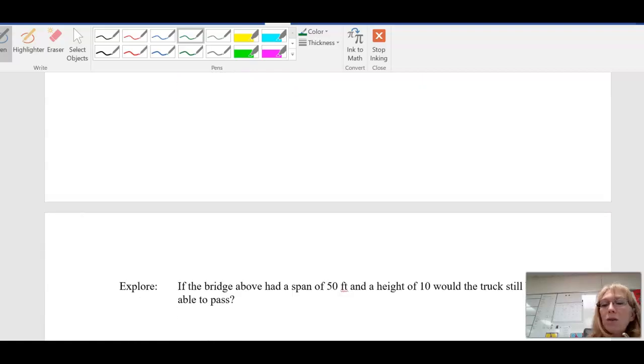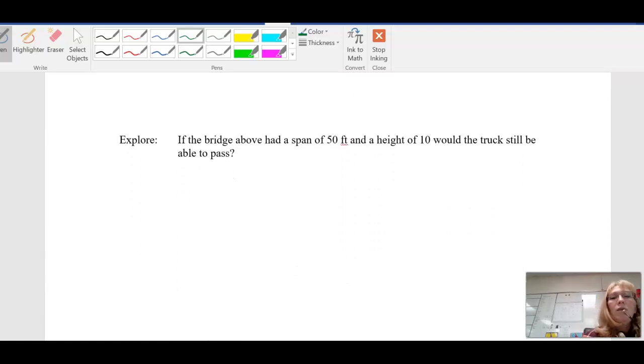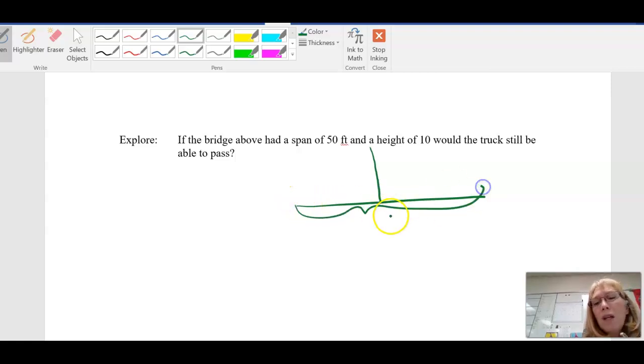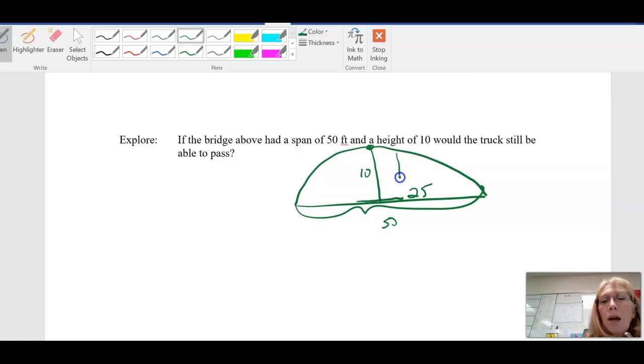Okay, pause and try yours. It's the same formula, just a different truck or a different bridge. All right, so your bridge, make sure you've paused and done this, has a span of 50 and a height of 10. So your bridge is going to span 50. So this whole thing is 50, which means half of it is 25. He still has a height of 10. So this is your ellipse. Okay, your truck is still going to go underneath. I still want to know if it's going to clear. This is 6 and this is 9 is what we're checking.